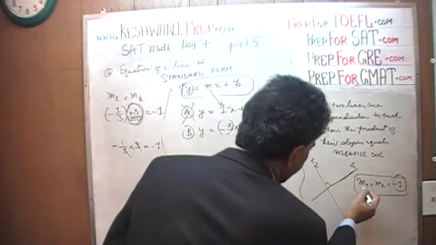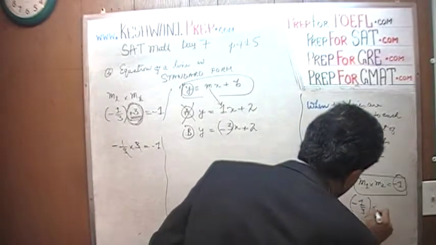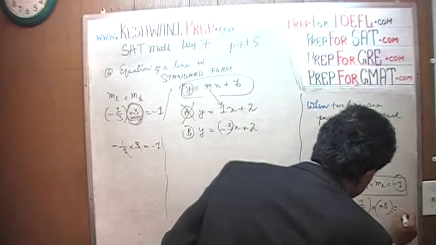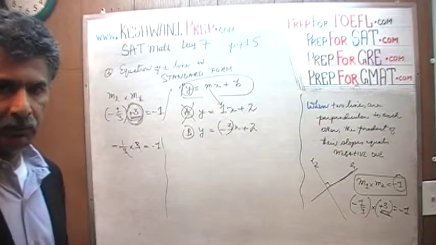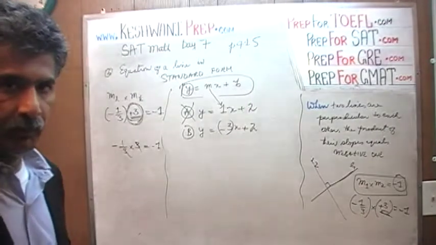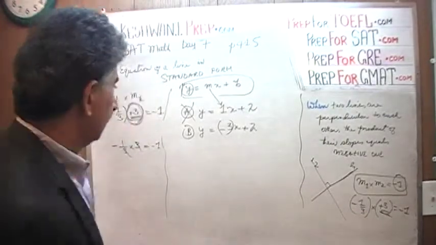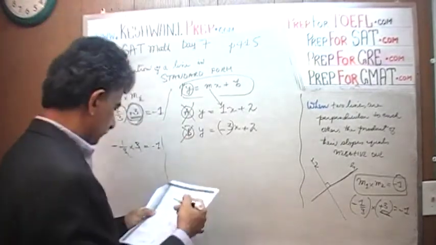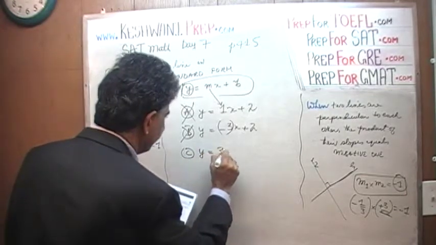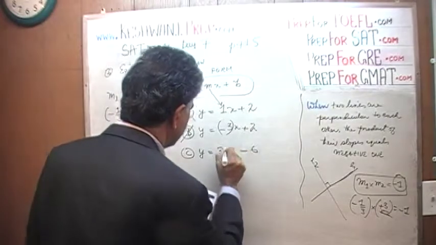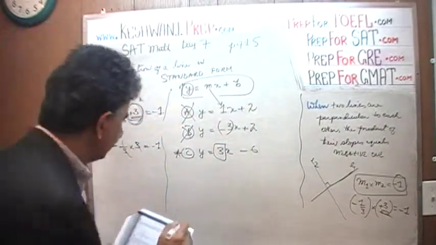Because the slope of the line that is given to us turns out to be negative 1/3, and therefore negative 1/3 times the positive 3 would give us negative 1. This is what we're looking for. Whichever line is perpendicular to the line that is given to us, its slope will have to be positive 3. This is negative 3. That's no good. C says y equals 3x minus 6. There you go. There is our 3. That's our answer, C.